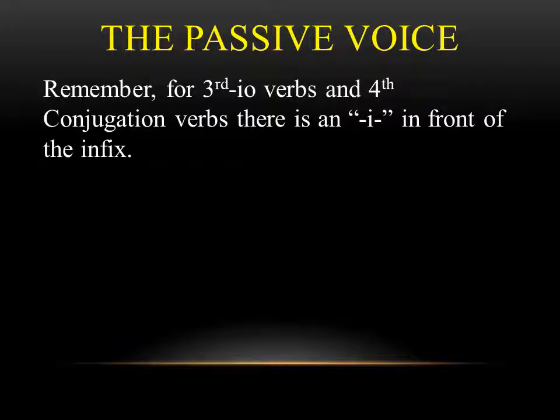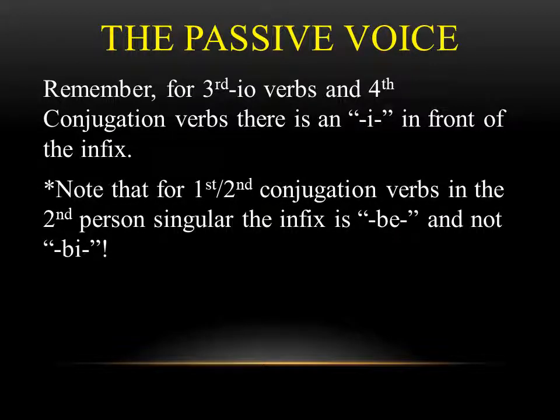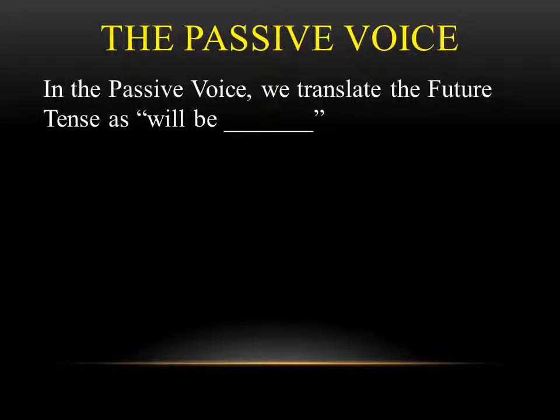You want to remember that for third io verbs and fourth conjugation, there's going to be an i in front of the infix. And again, like I said, when you have a first or second conjugation verb that's using the bo, bi, bu infix, you want to remember that the second person singular is a be, not a bi. And when you translate the future tense into the passive voice, you're going to translate it as will be something. So for instance, mittar means I will be sent.